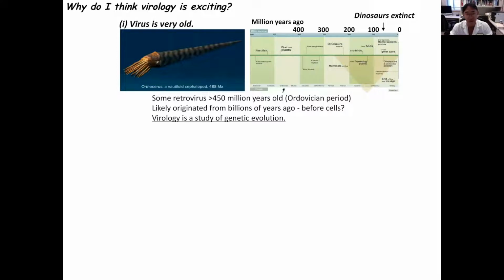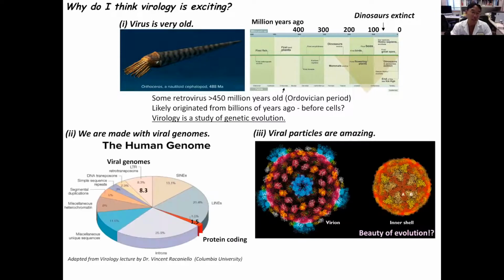The first and foremost reason is that viruses are extremely old. Some retroviruses are 450 million years old, and viruses likely originated billions of years ago, before the cell. So virology is a study of genetic evolution. Also, when looking at our genome, many viral genomes are encoded in it. The protein-encoding region is only 1.5%, while viral genomes occupy about 8.3% of the genome. And viral particles are extremely beautiful, the beauty of evolution.